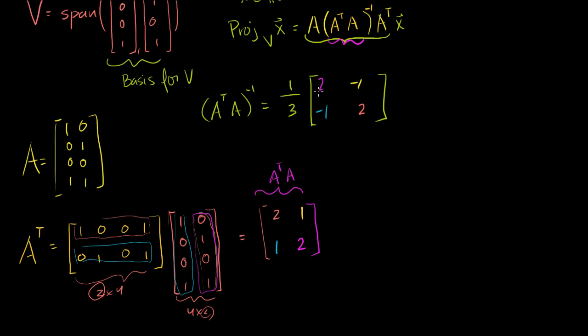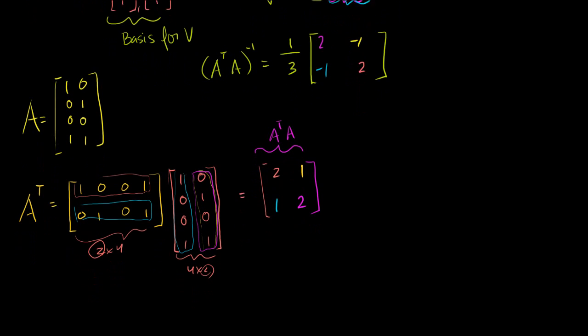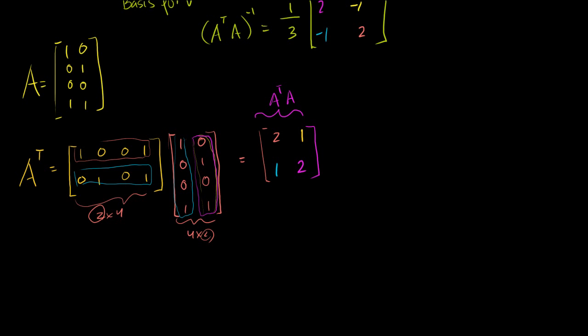We have A transpose A inverse. So we have this whole guy here, which is just this matrix. I could multiply the 1/3 into it, but I don't have to do that just yet. But let's figure out the whole matrix now. The whole A times this guy, A transpose A inverse, times A transpose. So let me write it this way. So the projection onto the subspace V of x is going to be equal to A.